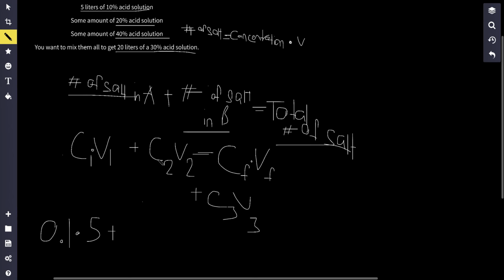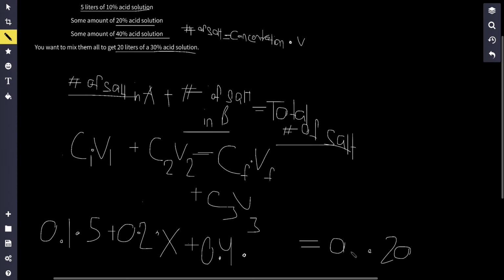I'm going to add that to the second solution, which is 20%, and my volume is unknown, so I'm going to put an x there, plus the third one is 40%, and I also don't know what my volume is. But I actually have to be careful here, because I know that I want to mix all of them to get 20 liters of a 30% acid solution, right? That's what I want to do.